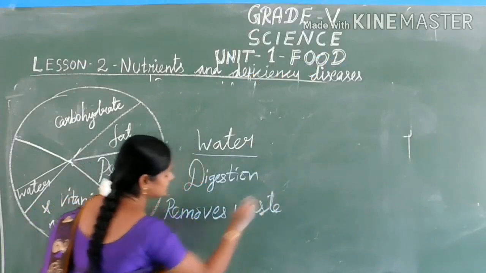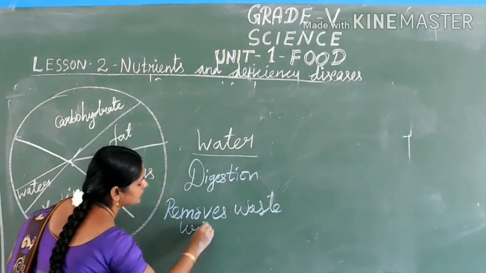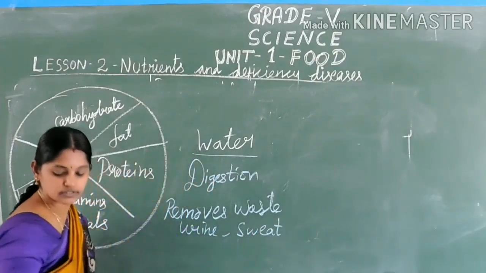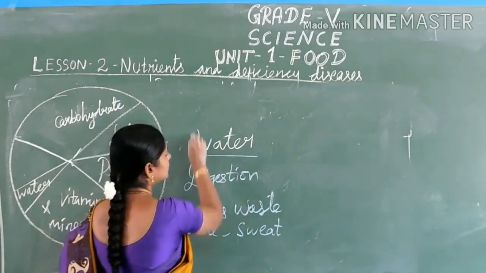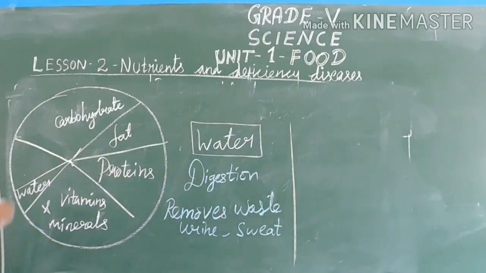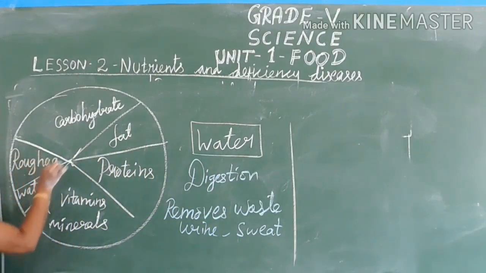It removes waste in the form of urine and sweat. It removes waste. Okay, children, so water is very much important. Then apart from the water, we need one more thing that's called roughage. Okay? Roughage. What is this?